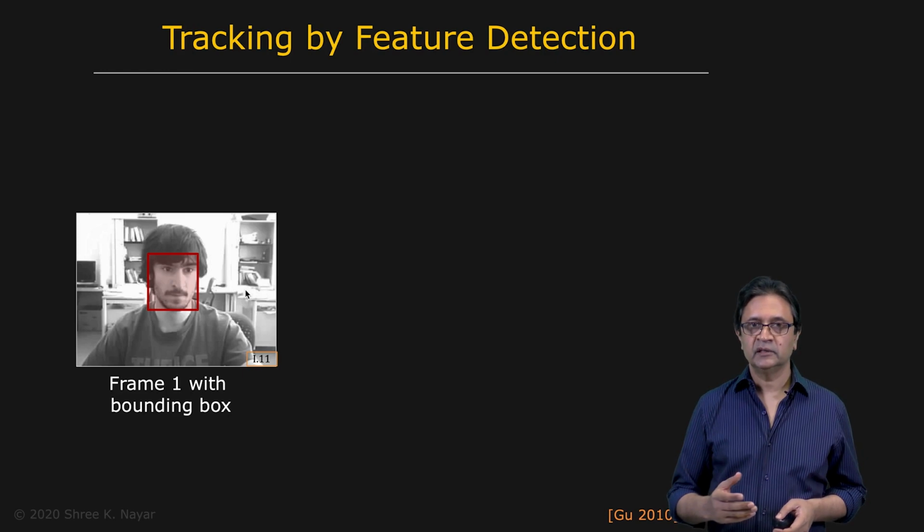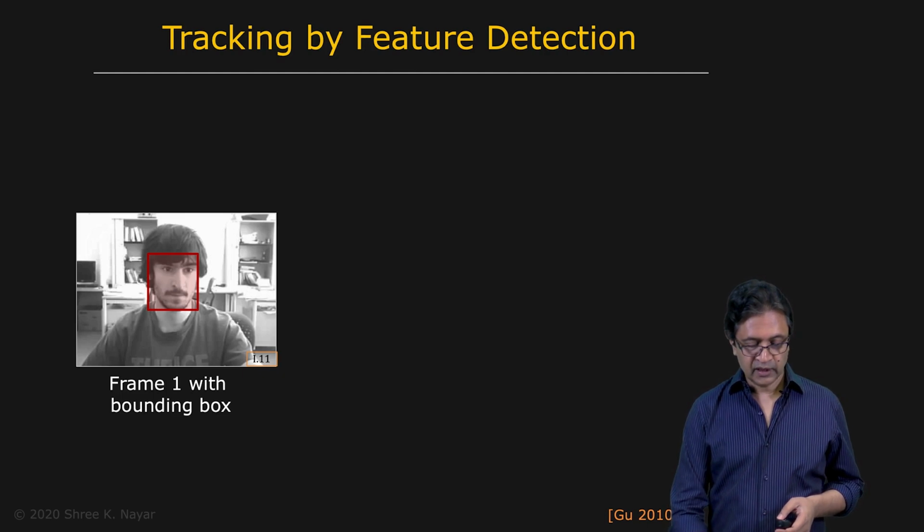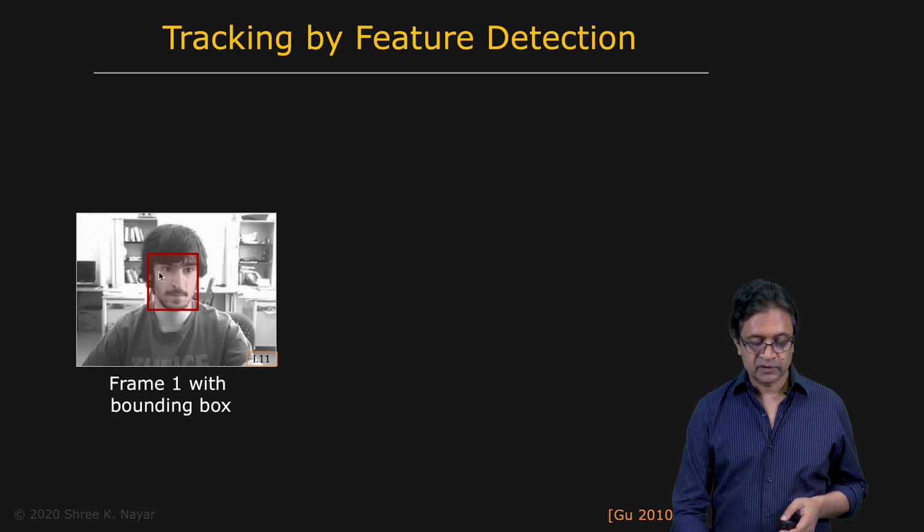We are going to find a region of interest. You could apply something like face detection in this case to find this bounding box, or you could manually select the bounding box. That's going to be your region of interest. And we want to track this person over the entire video.